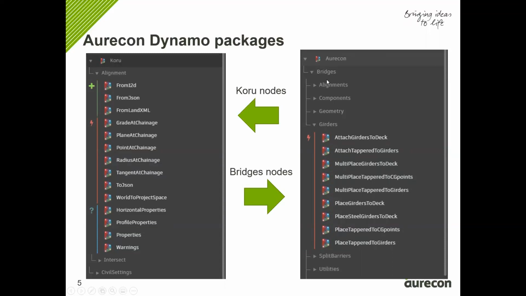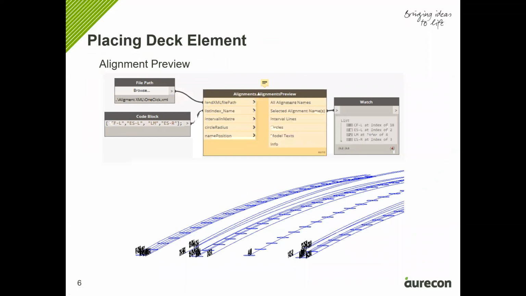So we break down a bridge into several tasks, like with the girder, or you put a deck or barrier or things like that. So we start by creating a deck or an asphalt layer, for example. Then this is a node that typically helps us to preview the alignment that comes from the civil team. So it's a typical node that has some input and output.